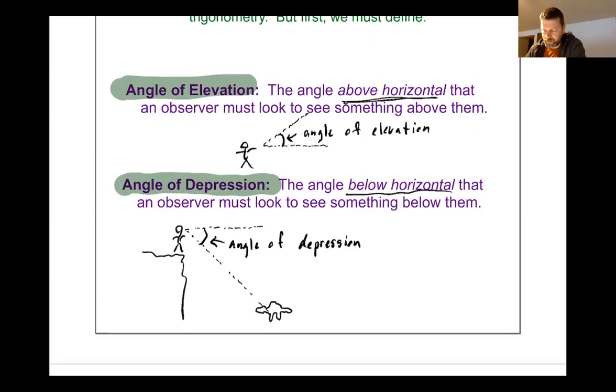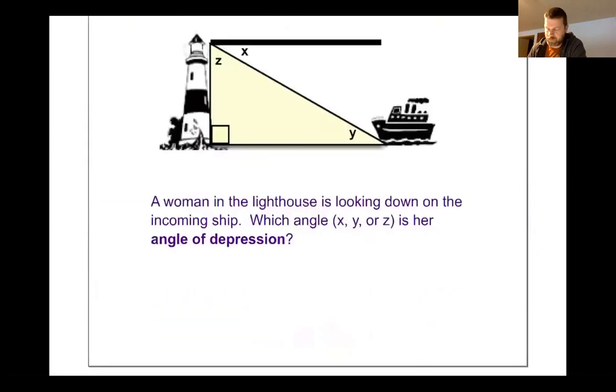All right, so I've got a picture here. A woman in a lighthouse is looking down on the incoming ship. Which of these angles is the angle of depression? Answer? It's X. She's looking down on the ship from horizontal looking down. It'd be that angle right there.